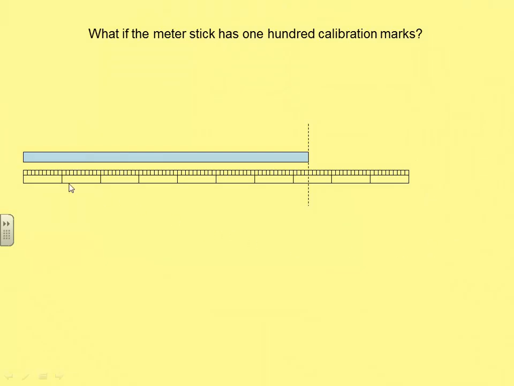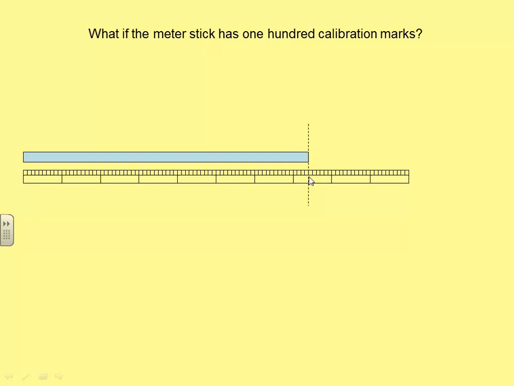Now, what if we had a meter stick that had 100 calibrations? In other words, the smallest calibration was centimeters. Well, just as we mentioned before, we could very simply estimate to the nearest tenth now of a centimeter. But look at this one. It is clearly right on top of this hash mark. This is 10, 20, 30, 40, 50, 60, 70, 1, 2, 3, 4. So it's exactly on the 74. It's not off to either side.